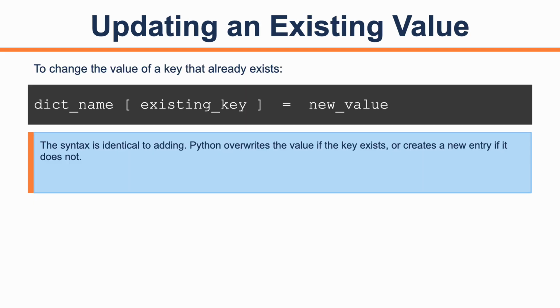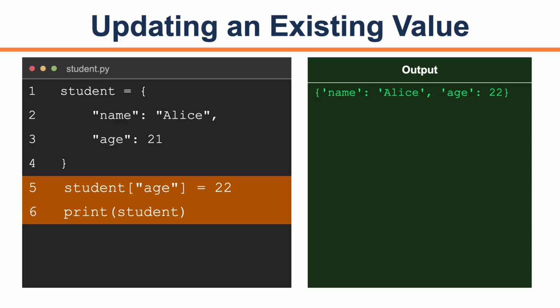Updating a value uses the exact same syntax as adding one. Python checks if the key already exists. If it does, the value gets overwritten. If it doesn't, a brand new entry is created. The key is what makes the difference. The age key already exists with a value of 21, and this line reassigns it to 22.